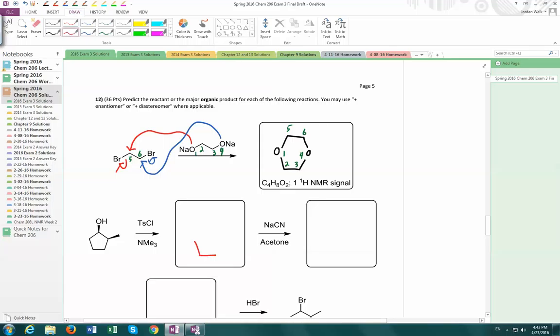So what we end up with is just OTs. And why do we turn an alcohol into OTs? So we'll get a leaving group. Yeah, it makes it into a good leaving group.